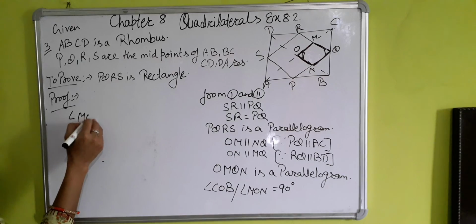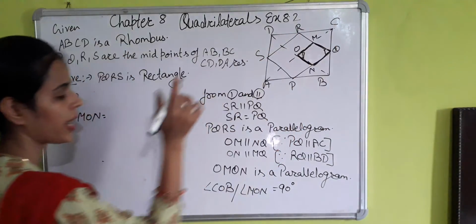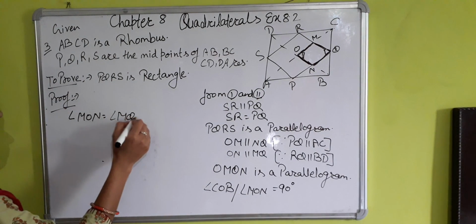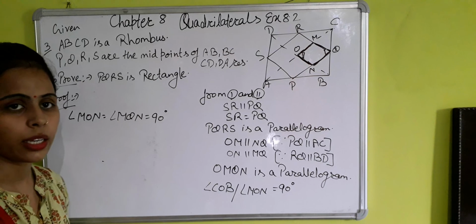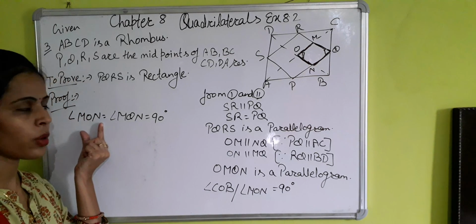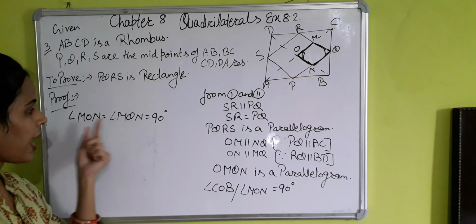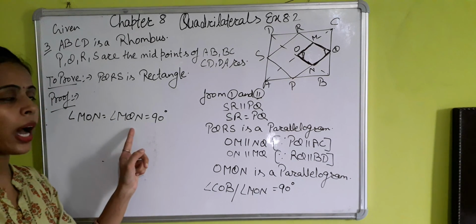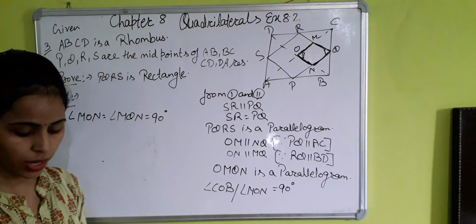Angle MON is equal to angle MQN is equal to 90 degrees. This angle is 90 degrees because diagonals of a rhombus bisect each other at right angles, and these two angles are equal. Why? Because in a parallelogram, opposite angles are equal.